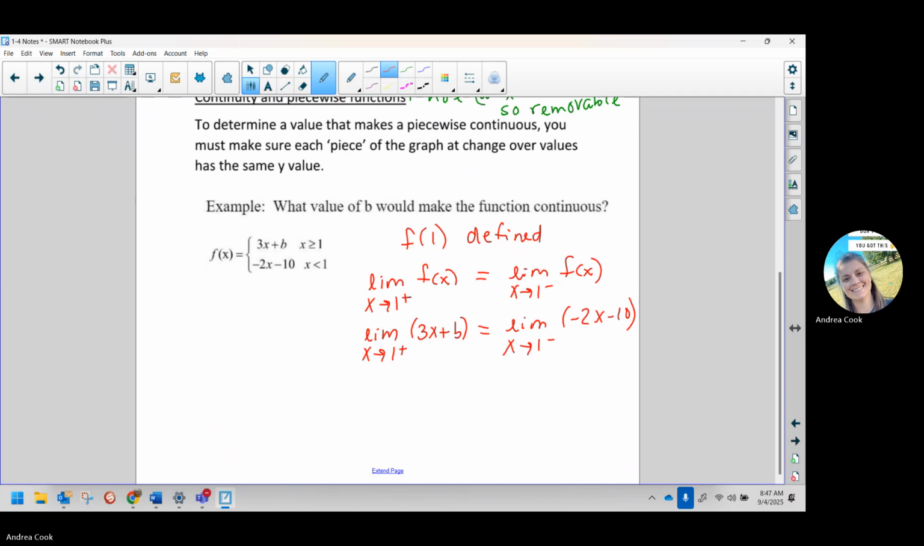A lot of you are just plugging 1 in and seeing if they're equal, which is what we're going to do, but you do need to show that limit first. So when I plug 1 in for x, I get 3 plus b. That has to equal, when I plug 1 into the other piece, what do I get? -12. So what is b? -15.